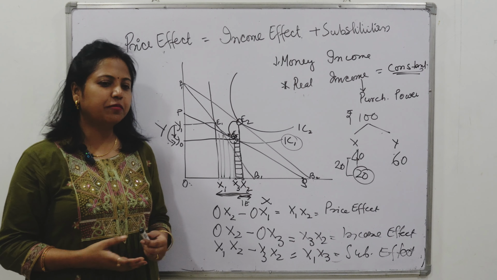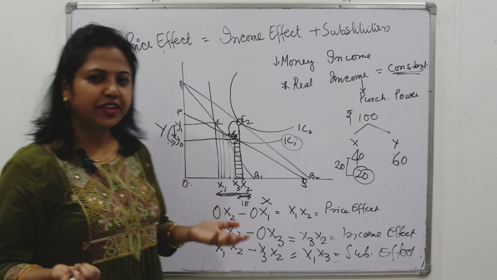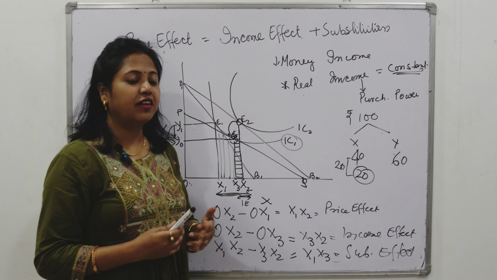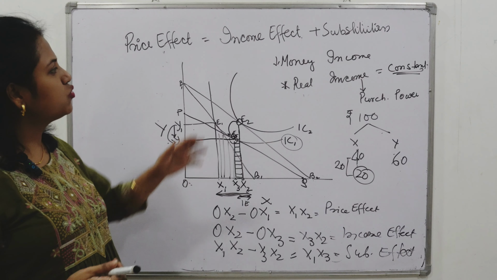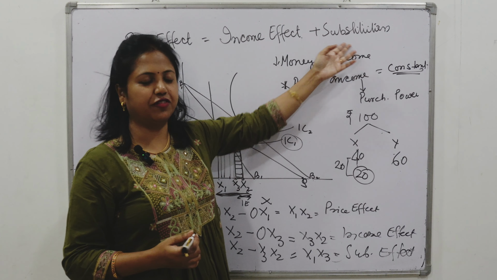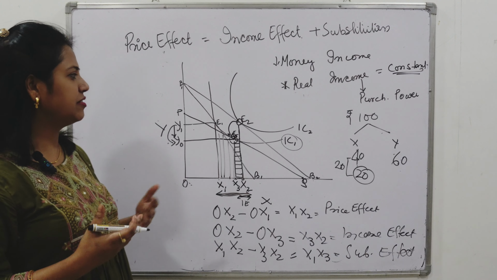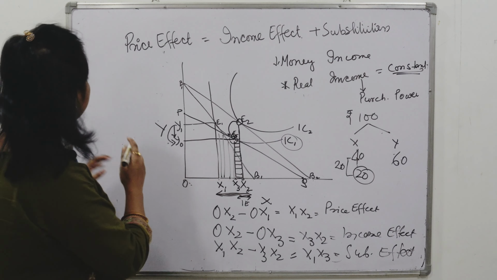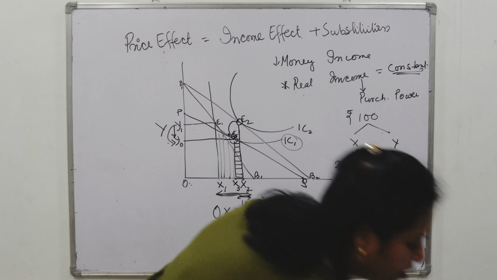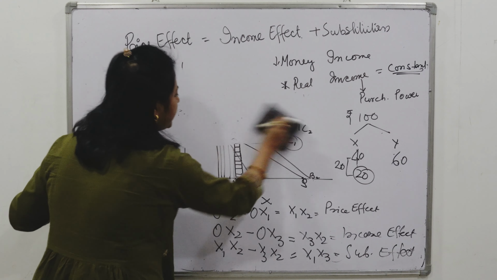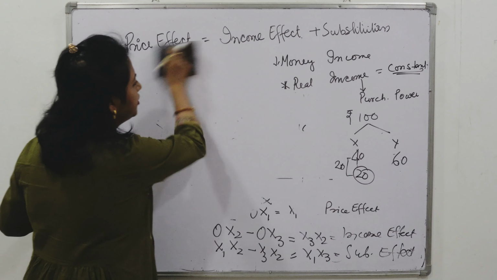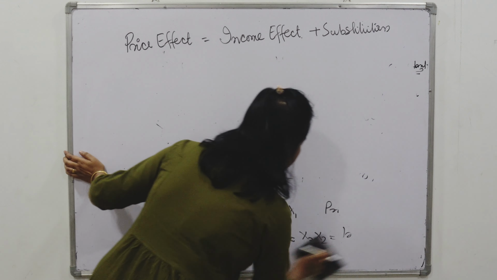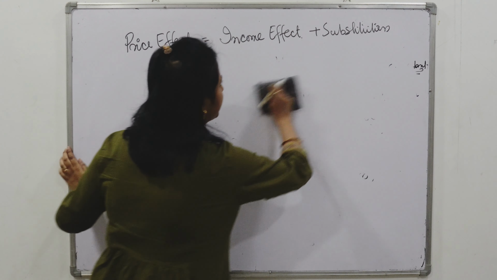So friends, just remember that our price effect is the change in the quantity demanded due to the change in the price. It gives rise to two subcomponents: one is the income effect, the other is the substitution effect. How to discover the income effect and the substitution effect? You have to first draw a budget line. Let me show you again very quickly, because this is just the summary of what we have discussed, in a nutshell.